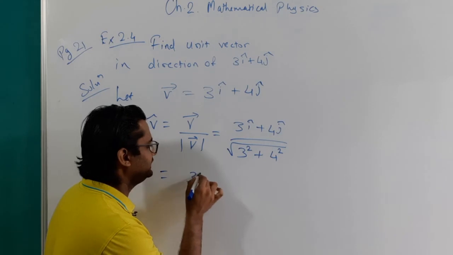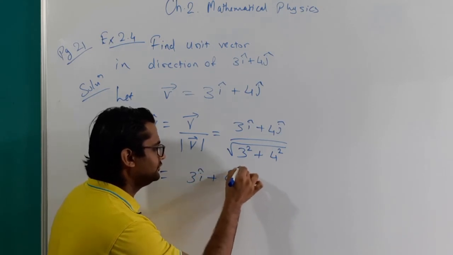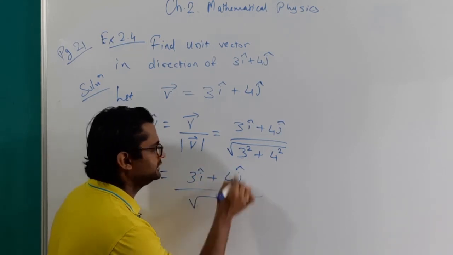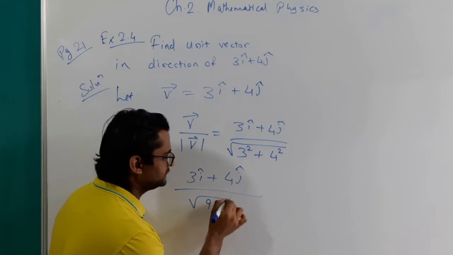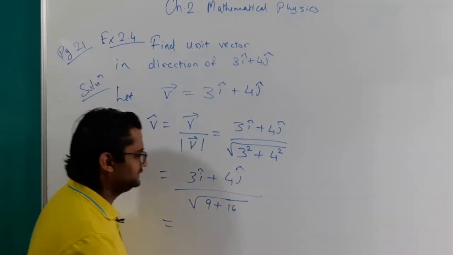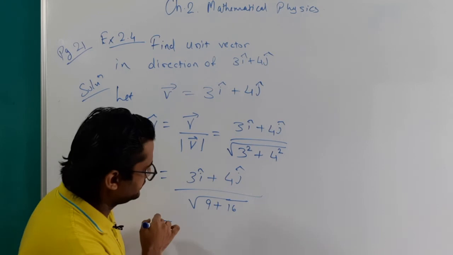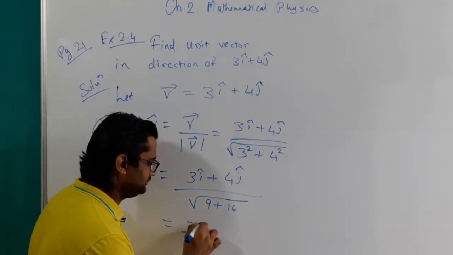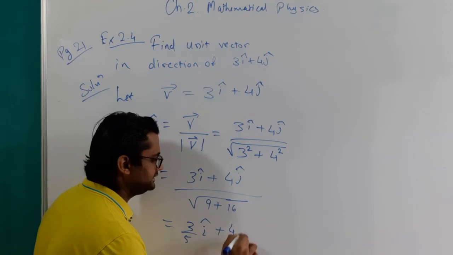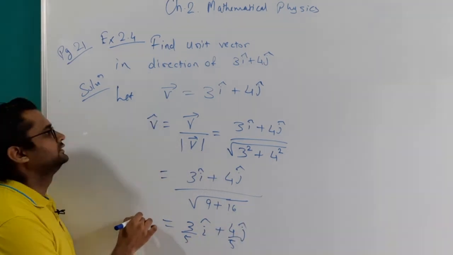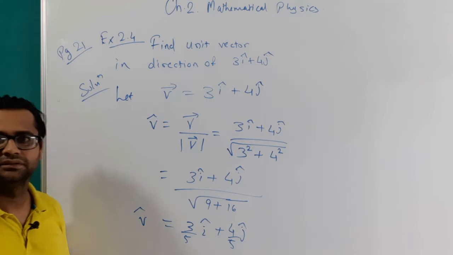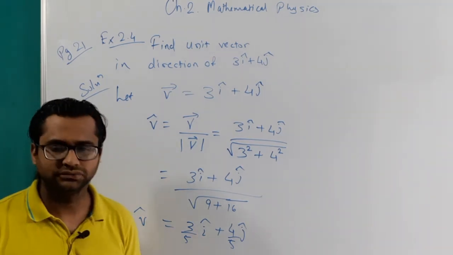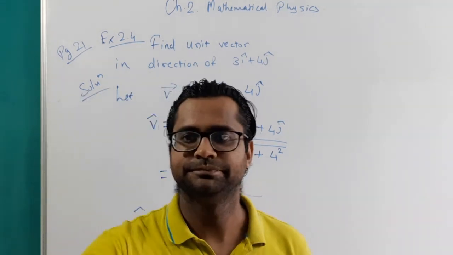Okay, so let us solve this. This is 3i cap plus 4j cap, square root of 3 square is 9 plus 4 square is 16. This comes out to be 25, and its square root is 5. So this will be 3 by 5 i cap plus 4 by 5 j cap, and this is our unit vector v cap. Okay, so that's how to solve this example number 2.4.